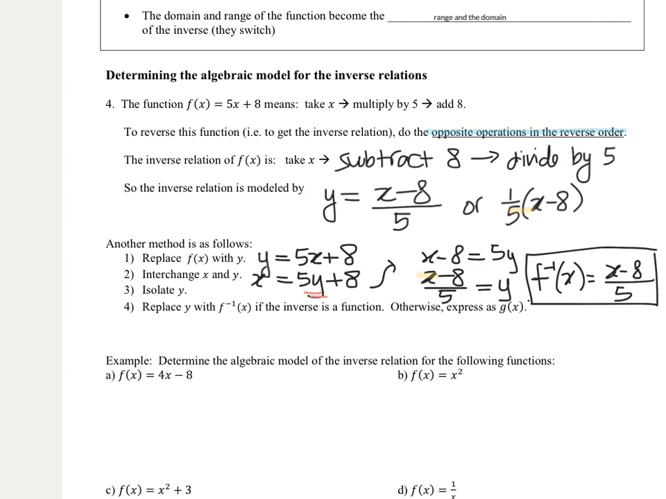And one correction that I'll make to the notes for number 4: replace y with f inverse x if the inverse is a function, otherwise express as y. You can just cross out g of x and just leave it as y. Okay, so we're going to try our best to express functions using function notation, and if it's a relation, then we're just going to write y equals.